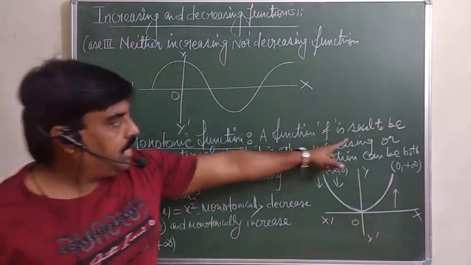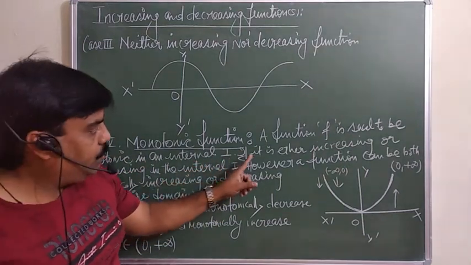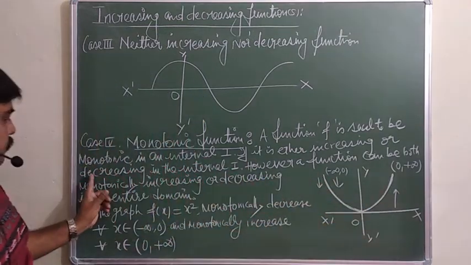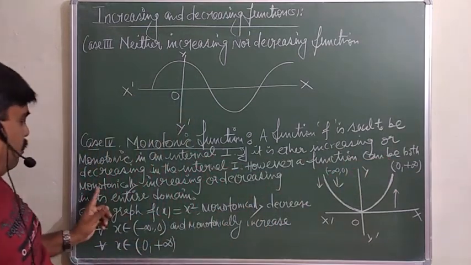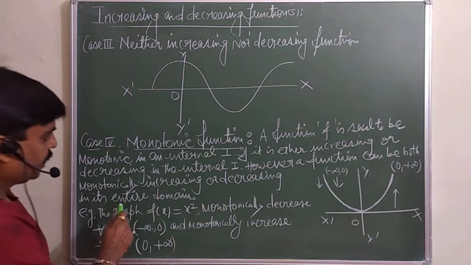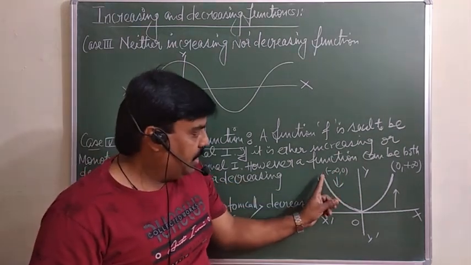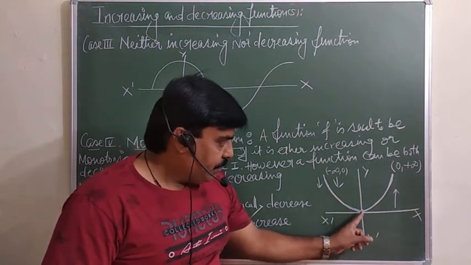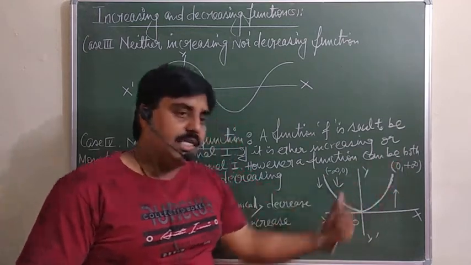A function f is said to be monotonic in an interval I if it is either increasing or decreasing in that interval. However, a function can be monotonically increasing or decreasing over its entire domain. Here, minus infinity to 0 it is decreasing. Then 0 to plus infinity it is going to increase. So it decreases as well as increases here.